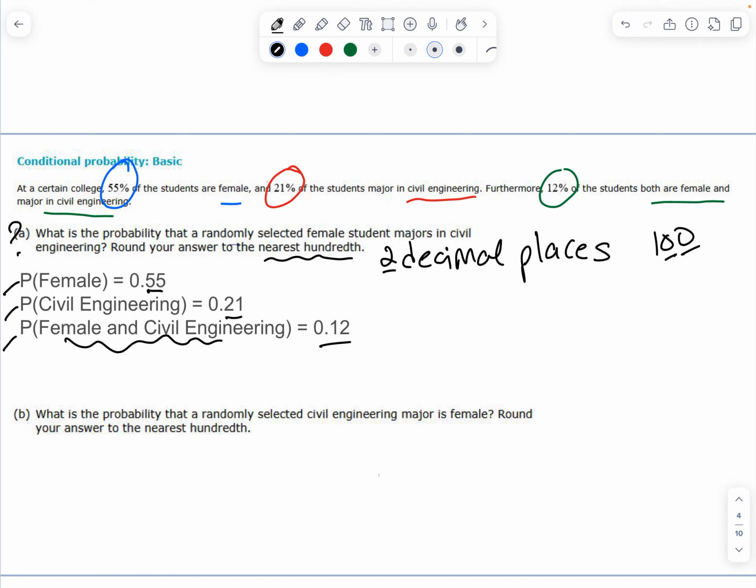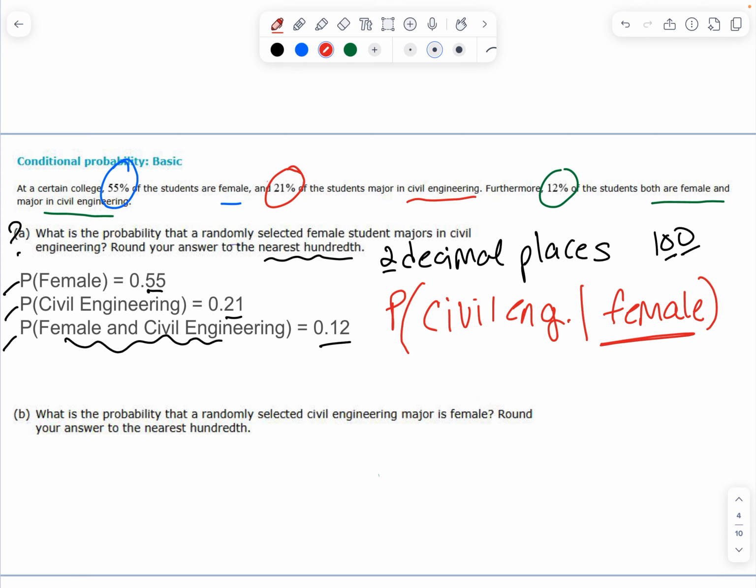All right, so what they're really asking you here is you need to find the probability that you choose someone who is a civil engineer, given, there's your pipe symbol, they must be female. Okay, so remember after the pipe symbol, in my previous videos we talked about, that's where you want to start. So whatever is the probability for female, which is 0.55, that's going to go in the basement or the bikini bottom. That's your denominator.